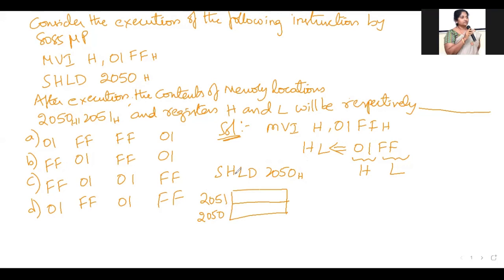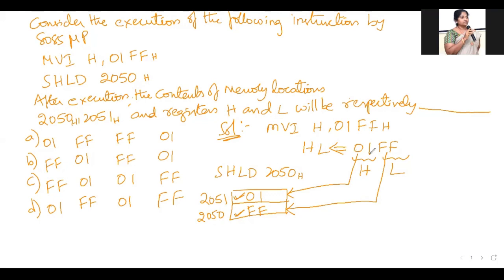Now the HL register pair contents are transferred to these two memory locations. First, the lower order memory location 2050: the L register contents are transferred to this memory location. So FF is stored into this memory location, and the memory location address is incremented by 1. The H register contents are transferred to 2051, that means 01. So as per the question, after execution, the contents of memory location 2050 is FF and 2051 is 01.